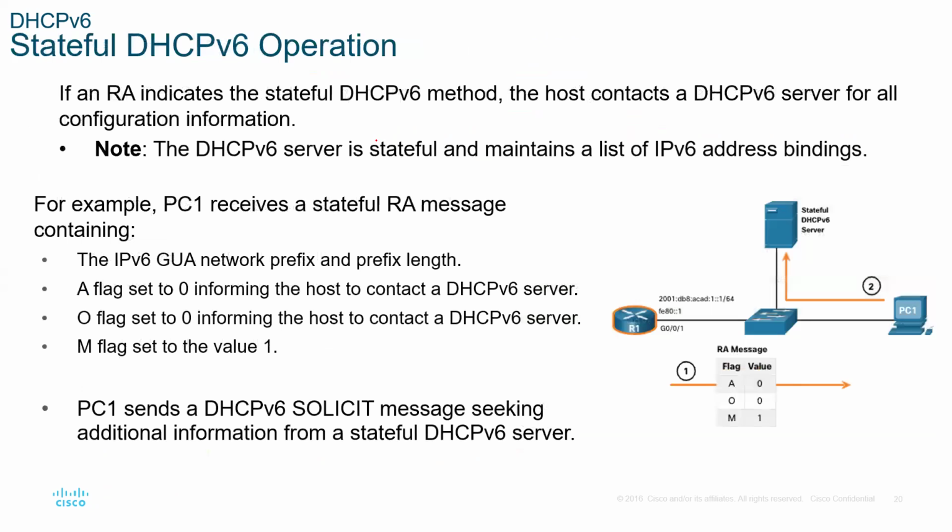Stateful DHCP. If an RA indicates stateful DHCP, the host contacts the server for all configuration information. I think we've gone through this. For stateful DHCP, you get everything. You get the IPv6 address. You get the global routing prefix, the network portion. You get the host portion. You get the default gateway. You get the DNS settings. You get everything from the server. That is what stateful DHCP is. In terms of flags, the M flag is set to 1.